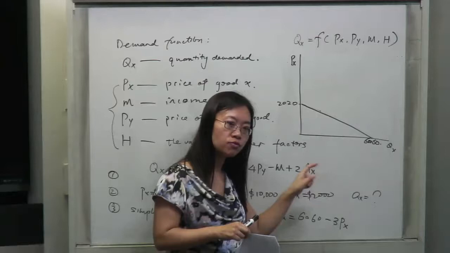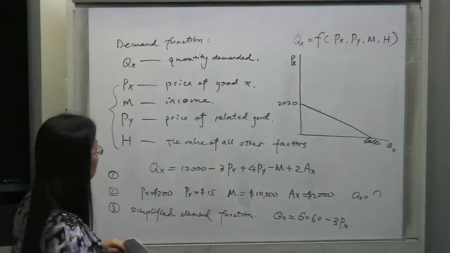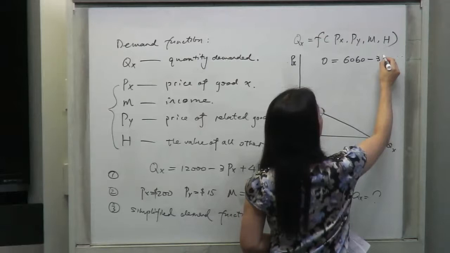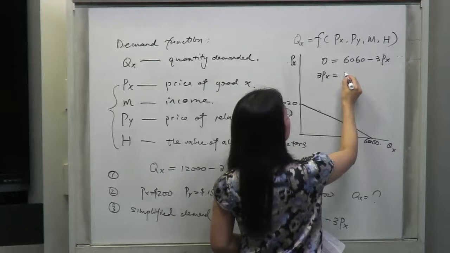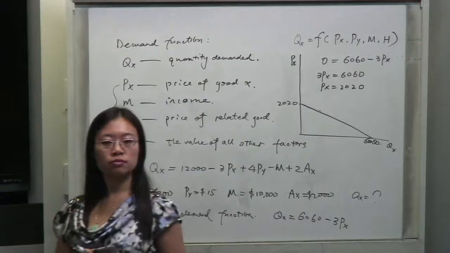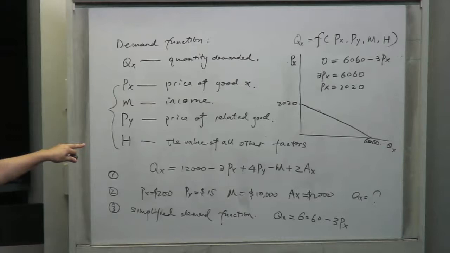Wouldn't it be negative 20 since it's negative 4? Okay. 0 is equal to 60 minus 3px, right? So you're going to move this 3px to the other side. And px is equal to 20. So in the homework, you're going to have a question just like that, so you're going to practice the calculation just like this.